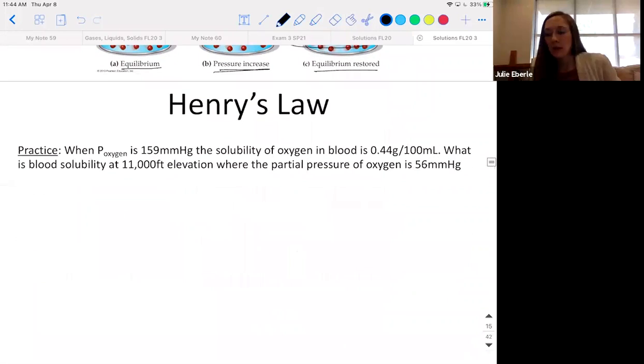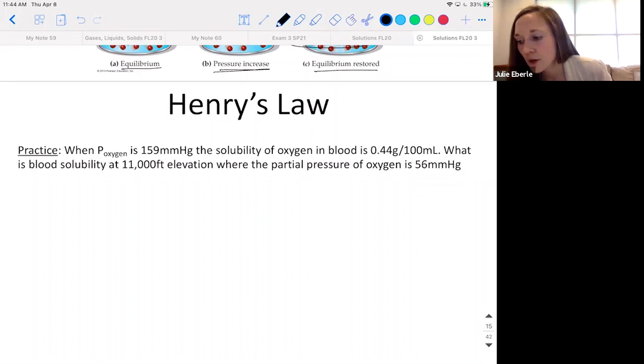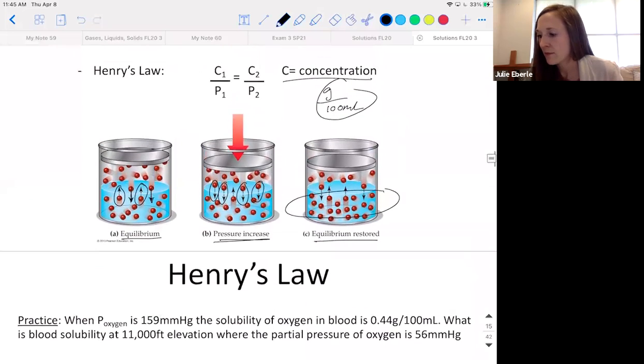So when the solubility of oxygen is 159 mmHg, you guys remember what units those are? mmHg. So it says when the P of oxygen, P is the partial pressure of oxygen, is 159 millimeters of mercury, that's units of pressure. Oh, Keyshawn, you want me to go back? I'm going to leave the problem visible so people can read it.